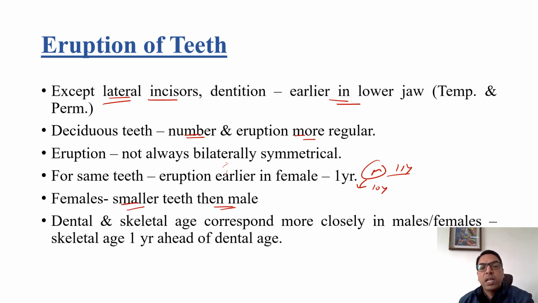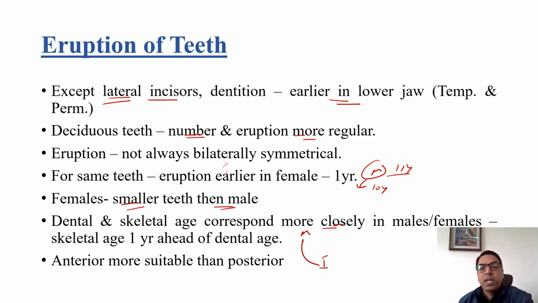The dental and skeletal age correspond more closely in males. That means that in age estimation, dental and skeletal examination correspond more closely in males as compared to females, where the skeletal age is 1 year ahead of the dental age. And the anterior teeth are more suitable than the posterior teeth for age estimation. That means if we go from molar to incisor, the suitability increases, and if we go from incisor to molar, the suitability decreases. Now we'll discuss temporary teeth.